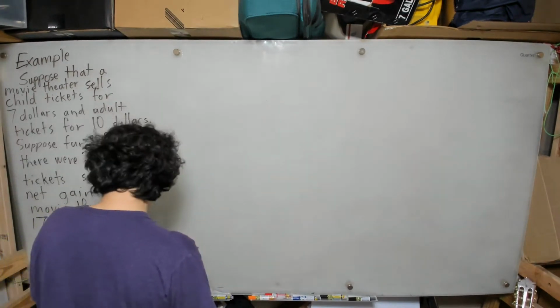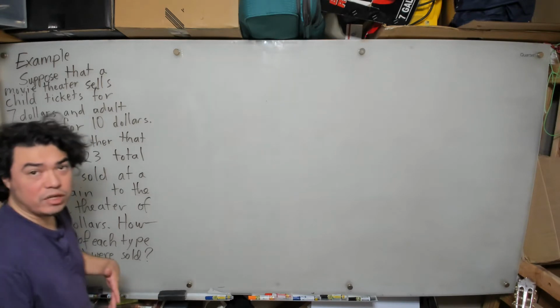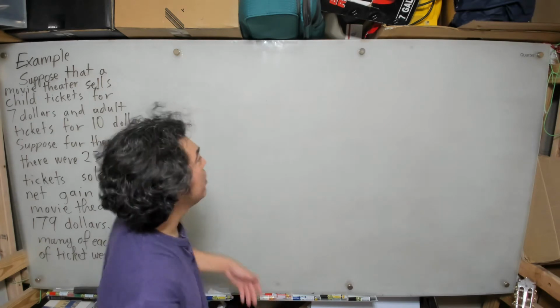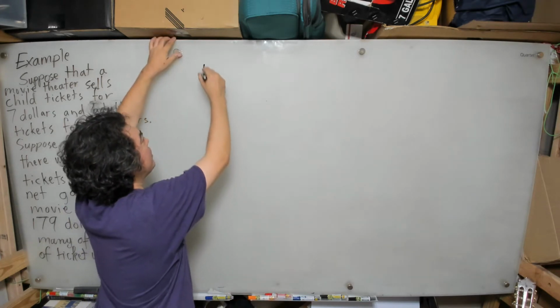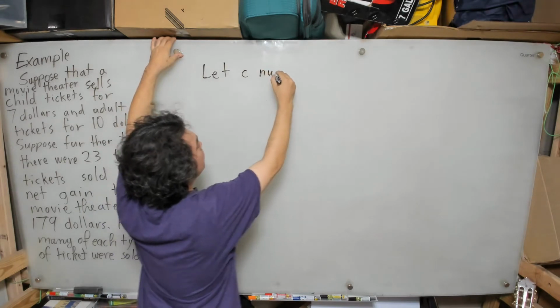So here, let's read it again. Suppose that a movie theater sells child tickets for $7 and adult tickets for $10. Suppose further that there were 23 total tickets sold at a net gain to the movie theater of $179. How many of each type of ticket were sold? So first I'm going to need to assign a variable to something. Let C be the number of child tickets.